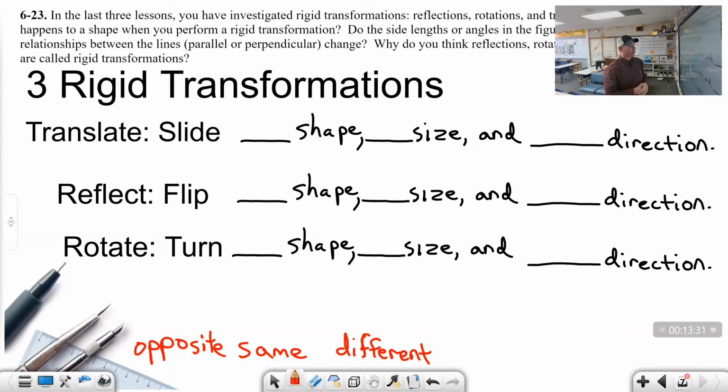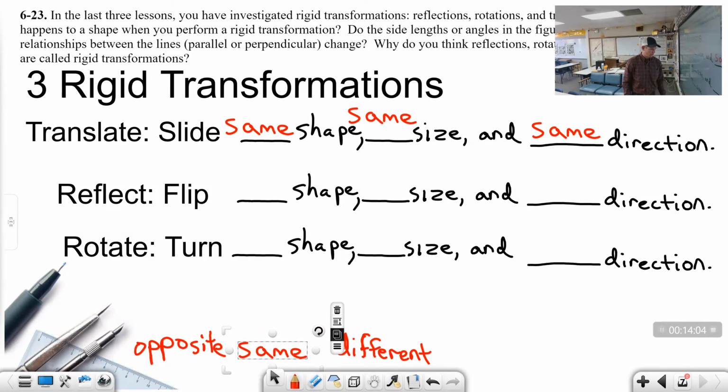Okay, so the 3 rigid transformations. If we are going to talk about a slide, what is happening to a shape when we slide? Well, here, if you slide side to side, or forward or backward, do you change shape? No, you do not change shape. Same shape. Same size. What about direction? If I go side to side, notice I'm still facing the camera. That means that it is the same direction. In a slide, same shape, same size, same direction.